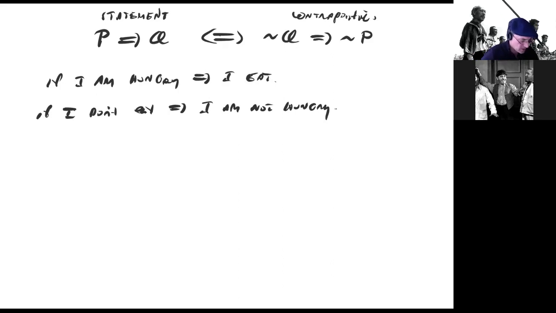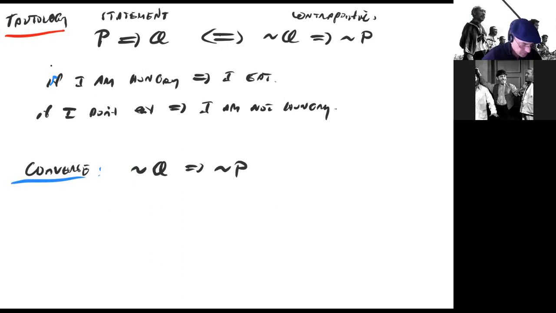I want to make one more mention of something. This was a tautology: a statement is always equivalent to its contrapositive. There's something also called the converse. That would be the assertion not Q implies not P. Oh, that's not true. I take that back. That's the contrapositive again. The converse is the statement Q implies P.